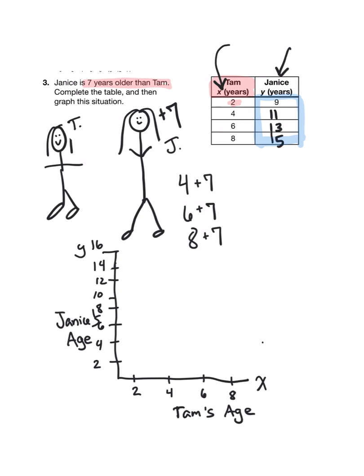So I need to go over to the 2 and then up to the 9 and plot my first point right here. Then I'm going to go over to the 4 and up to the 11 and plot my second point. Next, I'm going to go over to the 6 and up to the 13. And last, I'll go over to the 8 and up to the 15. You can tell you're doing it more or less right if your points are all lining up in a fairly straight line that you can connect.